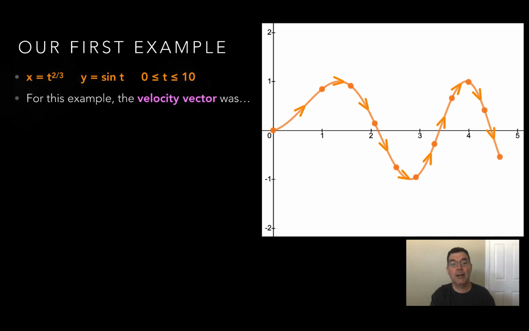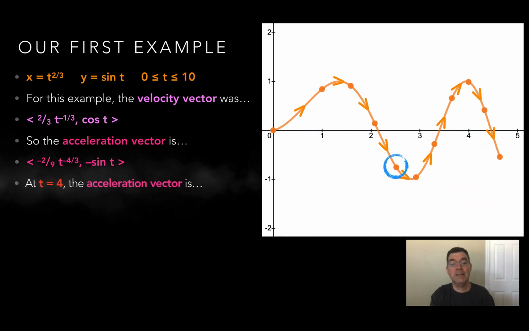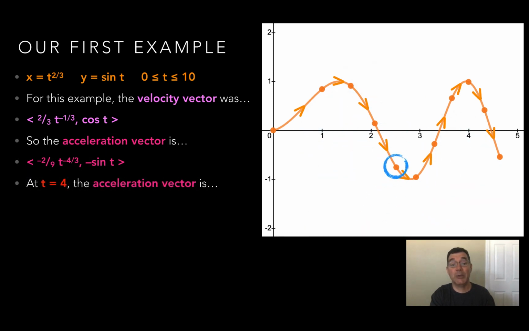Okay, so going back to our first example, if I have that x and that y, and we've seen that graph before, for this example, the velocity vector was 2/3 t to the -1/3 and cosine of t. If I want the acceleration vector for this, I just take the derivative again, and I will get negative 2/9 t to the negative 4/3 and negative sine t. If I want to figure that out at a specific t value, like 4, then the acceleration vector is just going to be those expressions with 4 plugged in for t, and I will get an answer of negative 0.035 and 0.757.